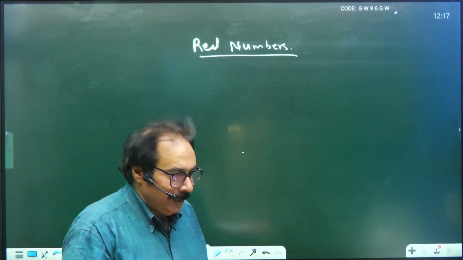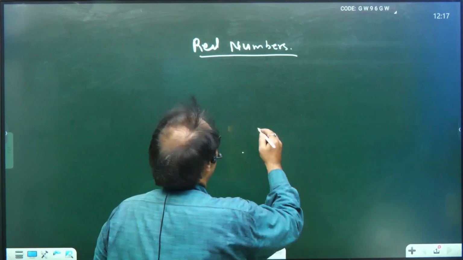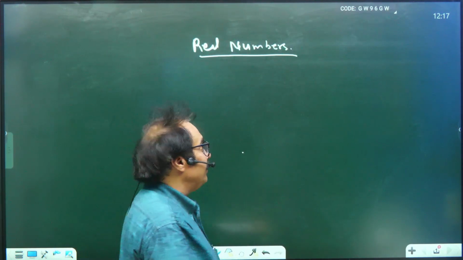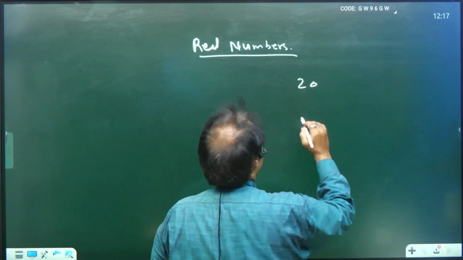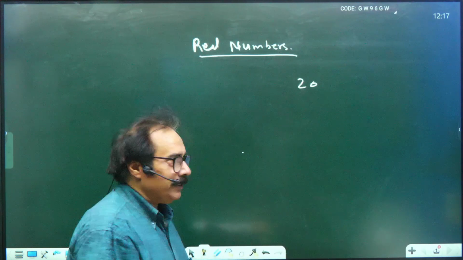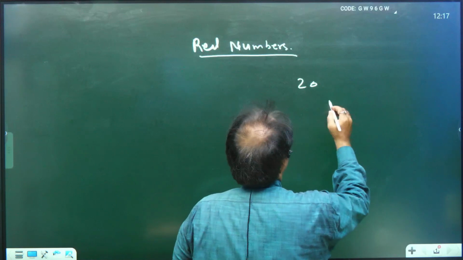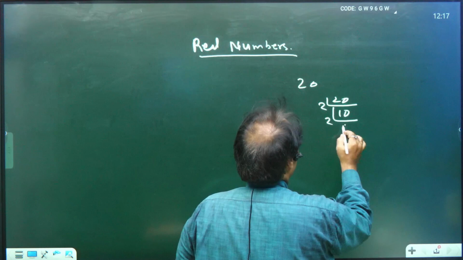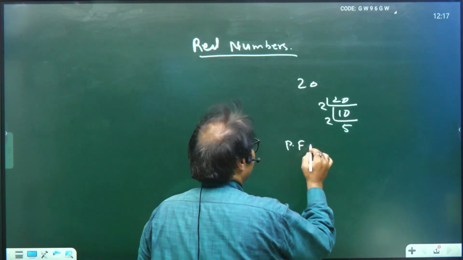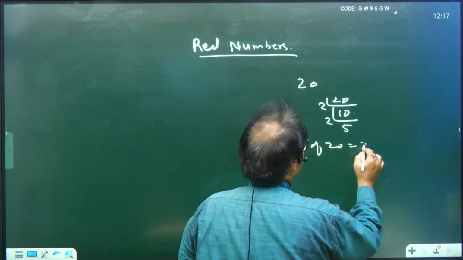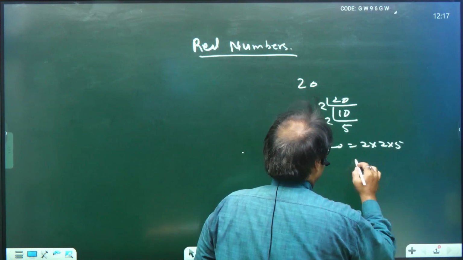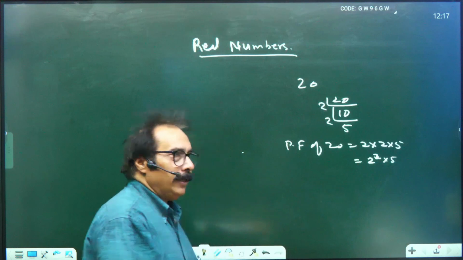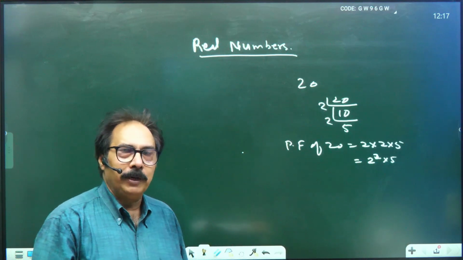Today we will discuss your very first chapter, that is real numbers. Before going to the real numbers, you have already read about prime factorization. Prime factorization means, suppose a number is 20 and we have to find its prime factors. So we will divide it by 2, then 10, then by 2 and 5. So the prime factors of 20 are 2 into 2 into 5, which we can write as 2 raised to the power 2 into 5. This is the process to find the prime factors.